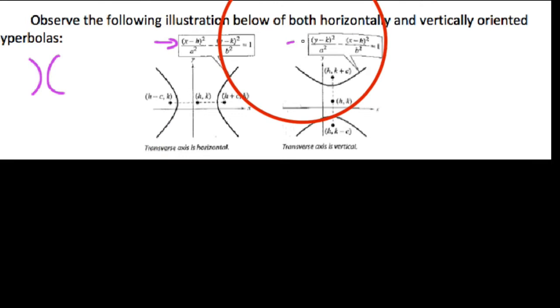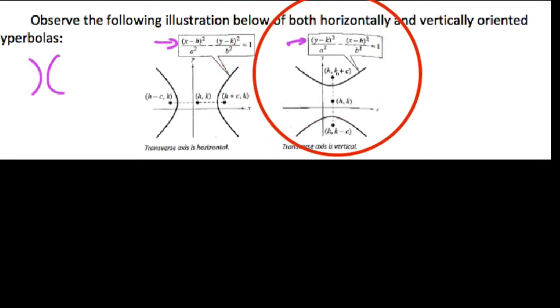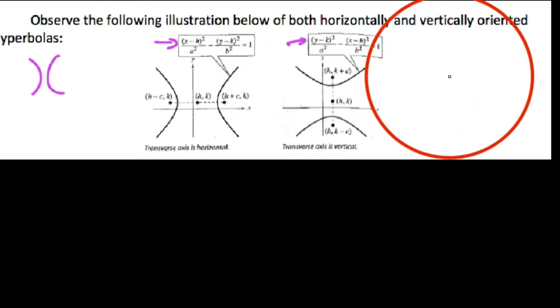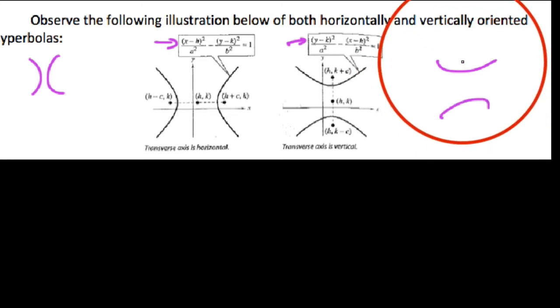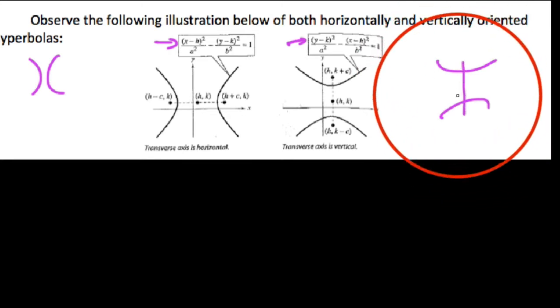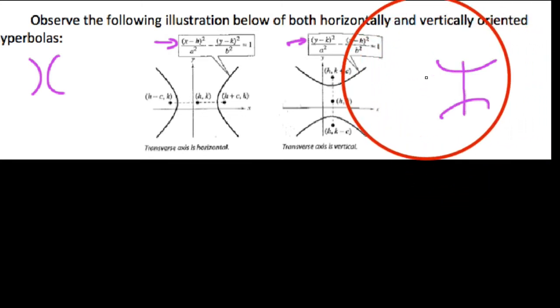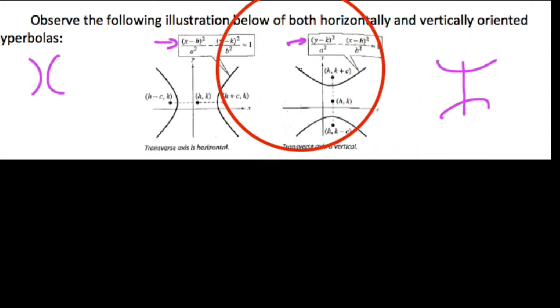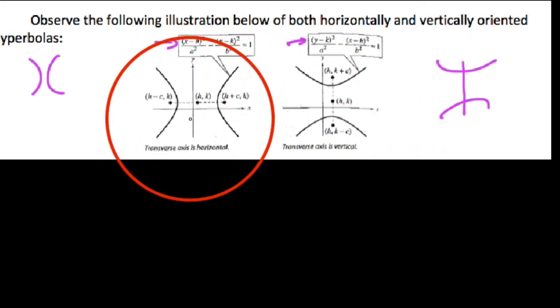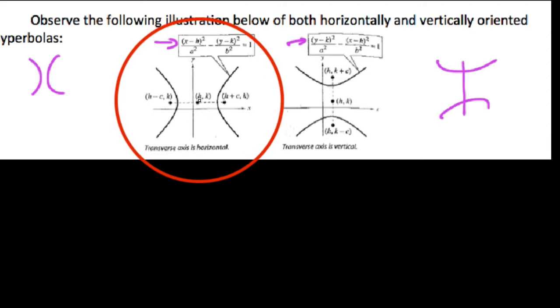Whereas if y comes first, I would say that it's vertically oriented in terms of its transverse axis. And I look at it as being something like this with the transverse axis here. And I look at this and I kind of see the upside down letter y and the letter y. However you want to remember this, it all relates back to the transverse axis. So the transverse axis, let's go ahead and get to it.